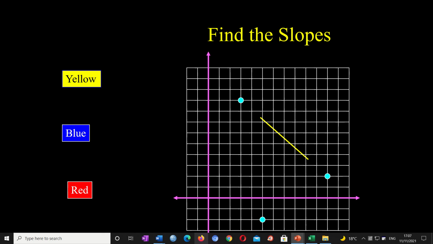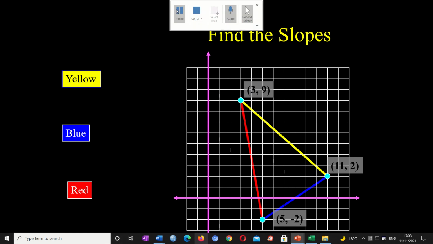And now I have 3 points and 3 lines for you. Okay? The yellow line has 2 points. 3, 9, and 11, 2. Okay? The yellow line has 2 points. 3, 9, 11, 2. You are going to write x1, y1, x2, y2, and use the formula and find the slope. It's your turn. I'm going to wait. I'm going to stop. Let us continue here.